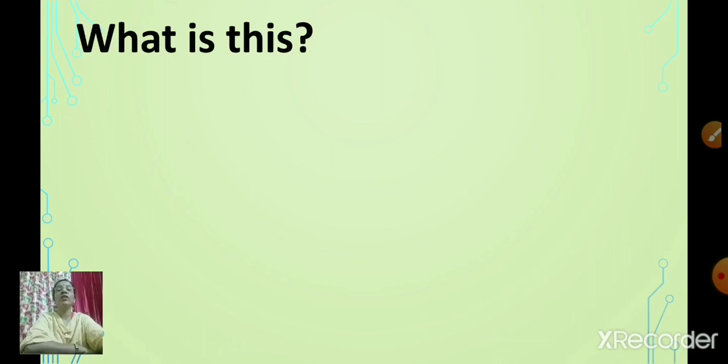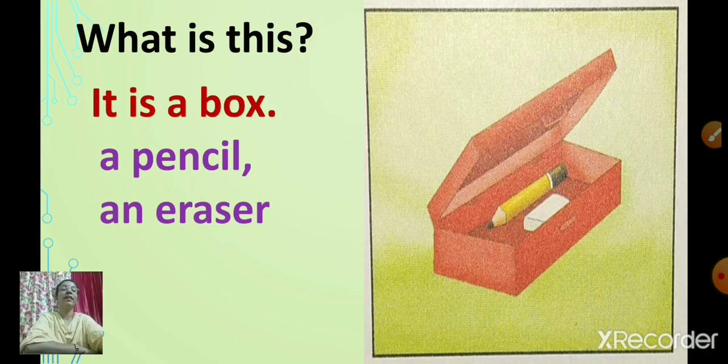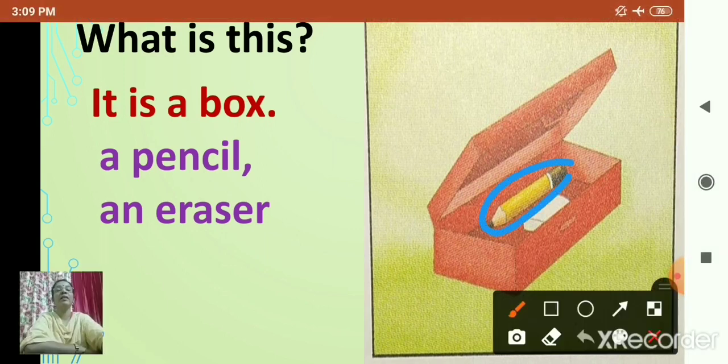What is this? Now look at this picture. What is this? Come on, tell me. Yes. It is a box. What are the other things you can see in this picture other than the box? Come on, tell me. Yes, you can see a pencil and an eraser.